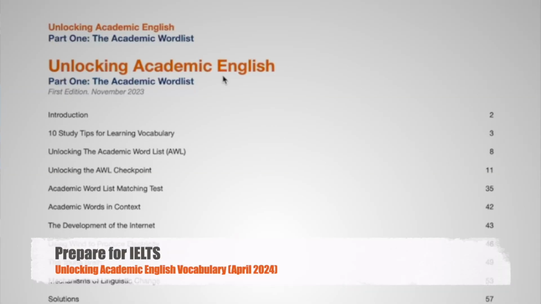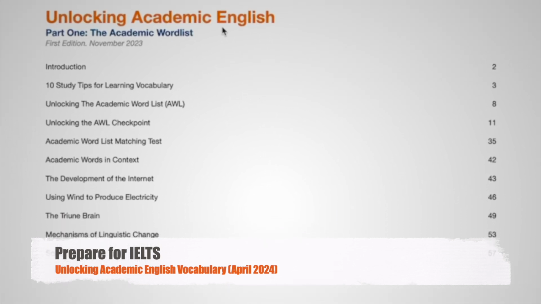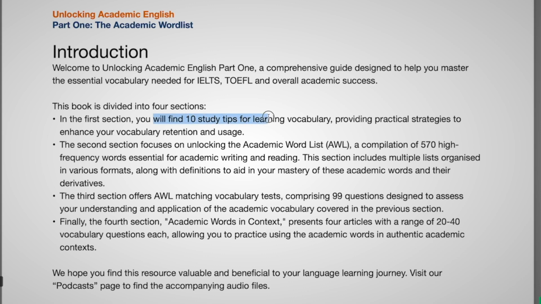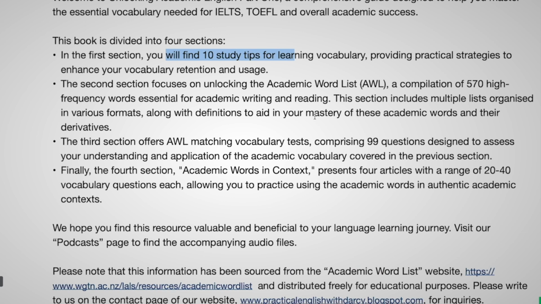So this first file is called Unlocking Academic English, right? It's broken up into chapters. The introduction tells you a little bit about what this document is all about. So it says it's divided into four sections. On page 2, you'll find 10 study tips for learning vocabulary. And then we will be looking at the academic word list, which is a compilation of high frequency words that are essential for academic writing and reading.